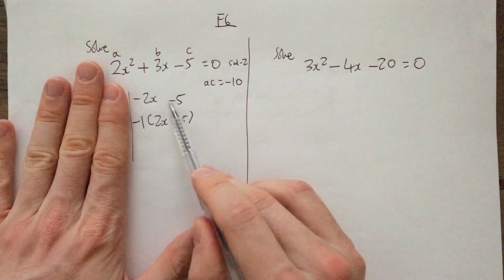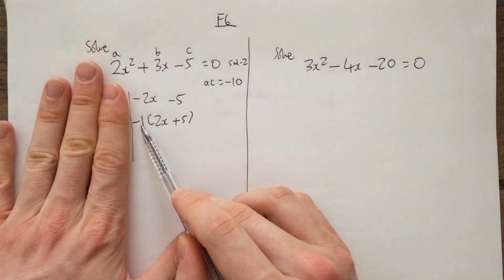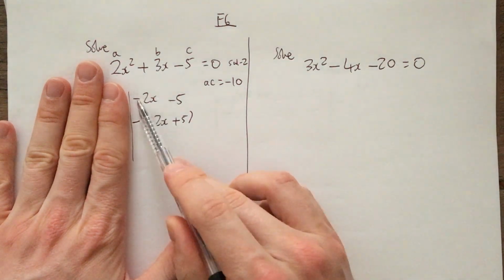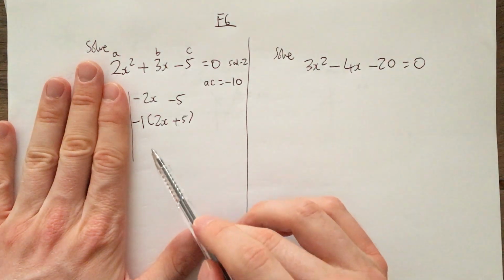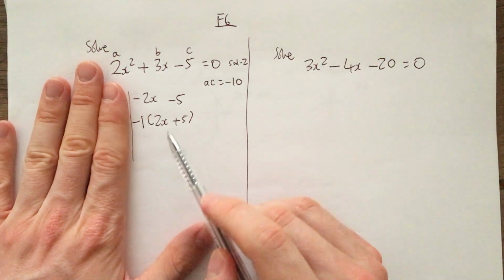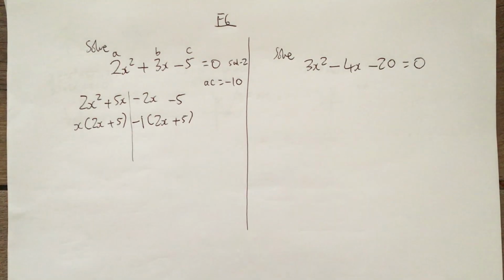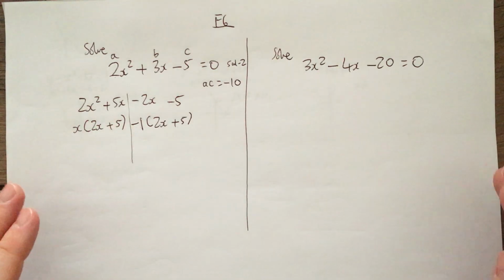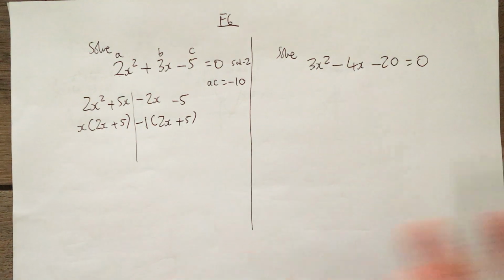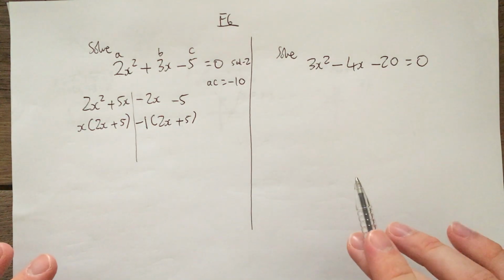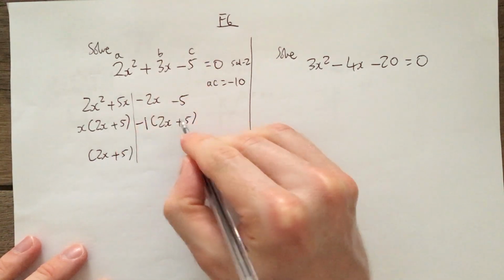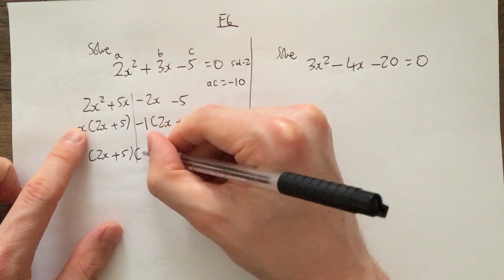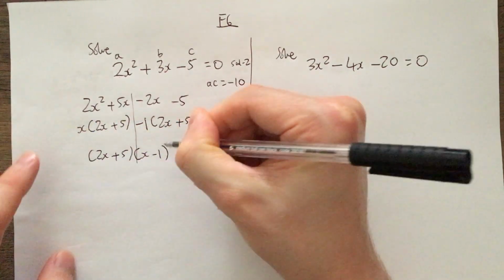If they're both negative, they've got negative 1 in common. Negative 1 times 2x is negative 2x. Negative 1 times positive 5 is negative 5. It's important that we know to factorise it like that. Both of these are the same. If you get two brackets that are not the same, you've done something wrong. Simple as. So one of our brackets is 2x plus 5, because of those two. The next one is going to be x minus 1.